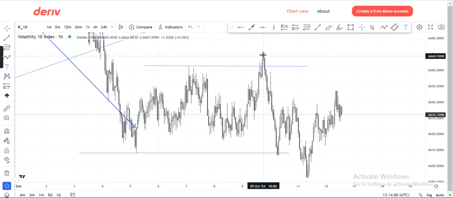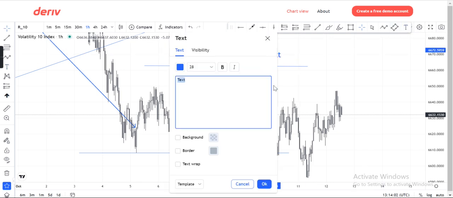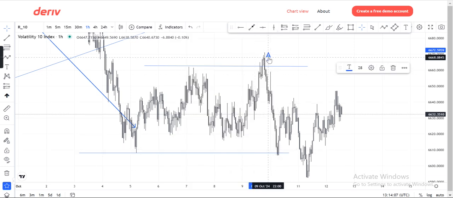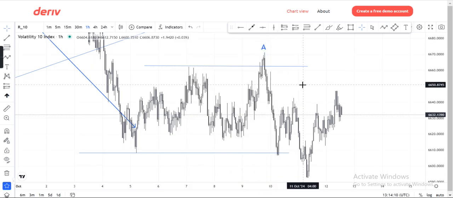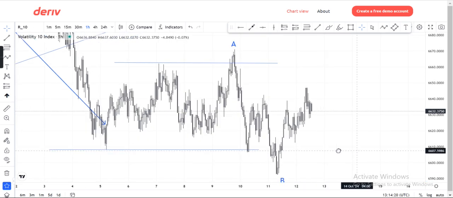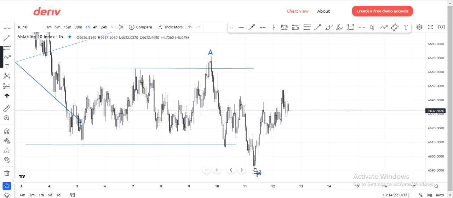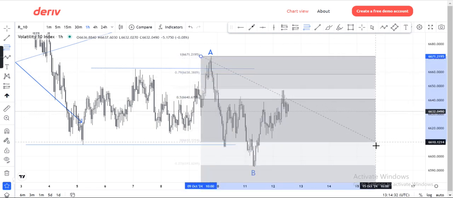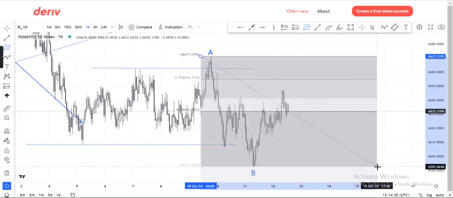We can simply pick out this area as our area, which we'll call our point A. This is basically our point A, and this is our point B. So using our Fibonacci tool, you can see it here. This is our point A and point B. So all we can simply do is pick our Fibonacci tool, and then we drag it across.